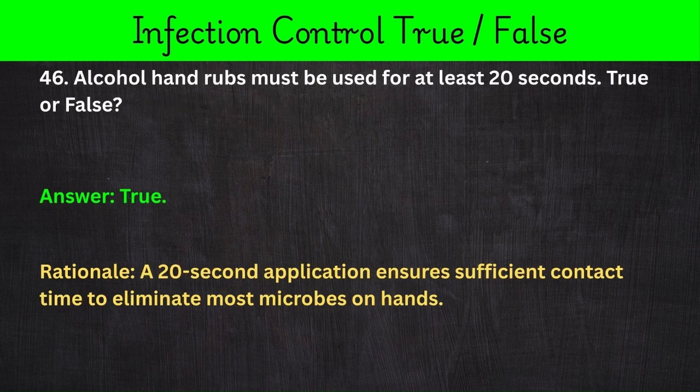46. Alcohol hand rubs must be used for at least 20 seconds. True or false? Answer: true. Rationale: a 20-second application ensures sufficient contact time to eliminate most microbes on hands.